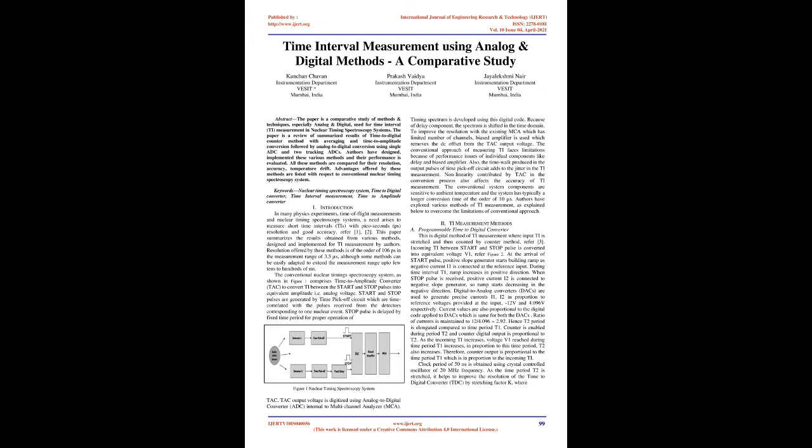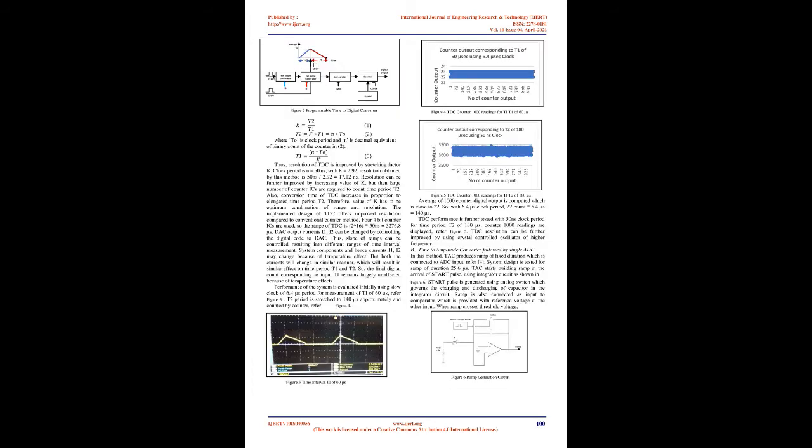When the stop pulse is received, positive current I2 is connected to the negative slope generator, so the ramp starts decreasing in the negative direction. Digital-to-analog converters, DACs, are used to generate precise currents I1, I2 in proportion to reference voltages provided at the input, -12V and 4.096V respectively. Current values are also proportional to the digital code applied to the DACs, which is the same for both DACs. The ratio of currents is maintained at 12/4.096 equals 2.92. Hence the T2 period is elongated compared to time period T1.